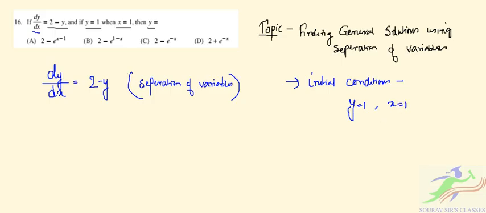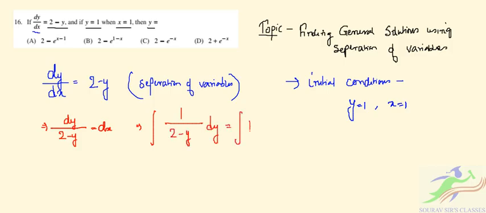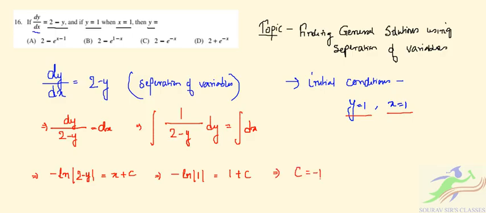So this is the differential equation. From here we can write dy by 2 minus y equal to dx. If we do integration on both sides, 1 by 2 minus y dy equals the integration of dx. So this is nothing but minus ln mod 2 minus y equal to x plus c. If we put y equal to 1 and x equal to 1, the initial conditions, we have minus ln of 2 minus 1 equal to 1 plus c.